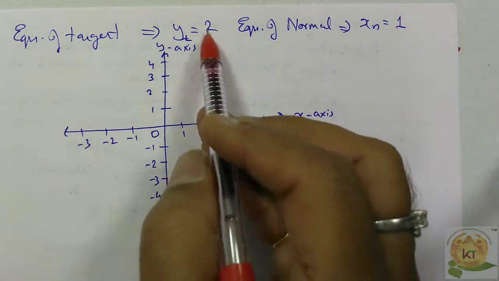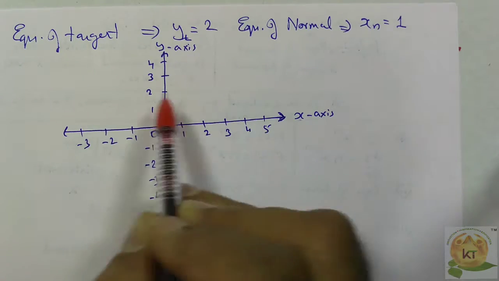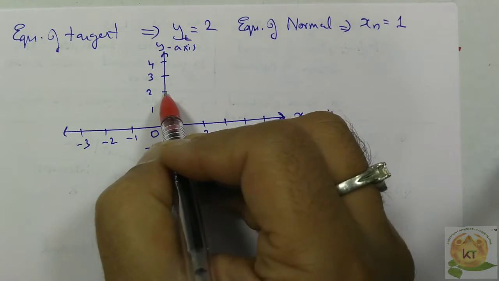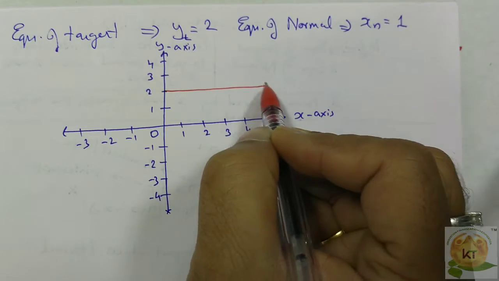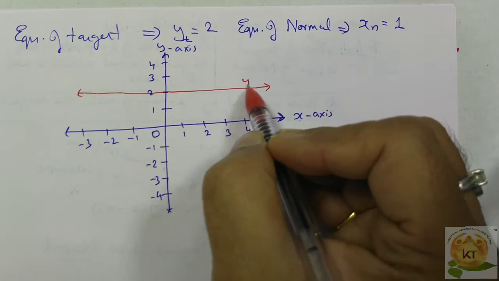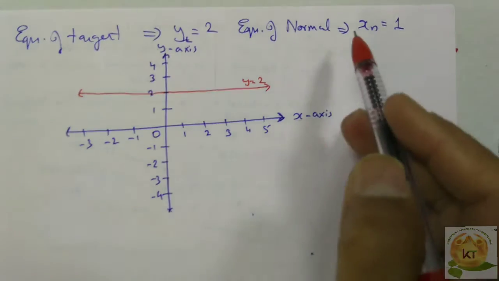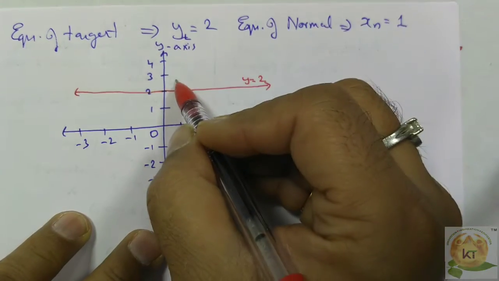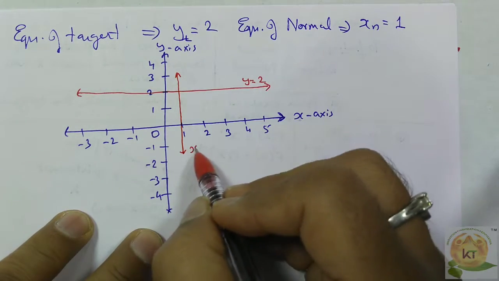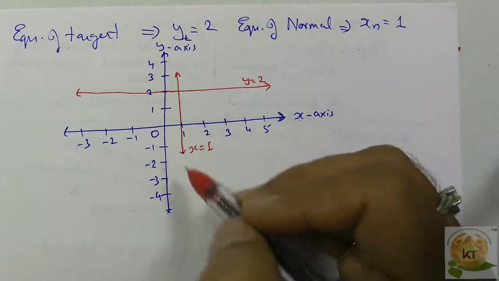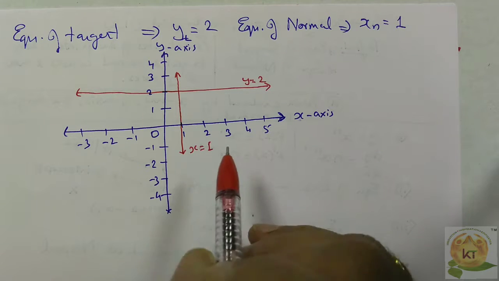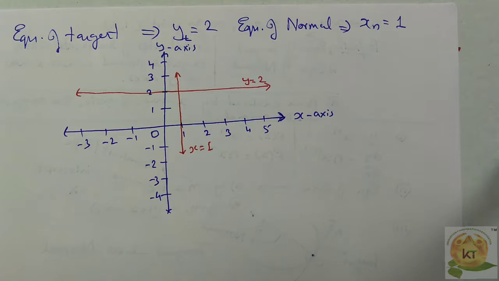So anywhere on this line, y equals 2 will be a line horizontal to the x-axis, parallel to the x-axis, sorry, not perpendicular. So anywhere on this line my y equals 2, this is the graph for y equals 2. Where will be my x equals 1? So I can have my x equals 1 as this graph, a line parallel to the y-axis and perpendicular to the x-axis. Okay, now what is my third part?